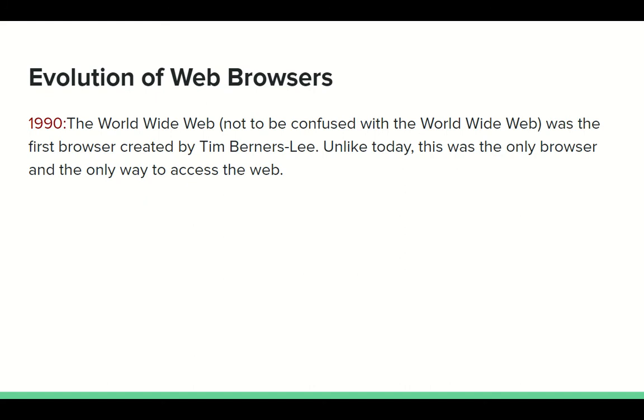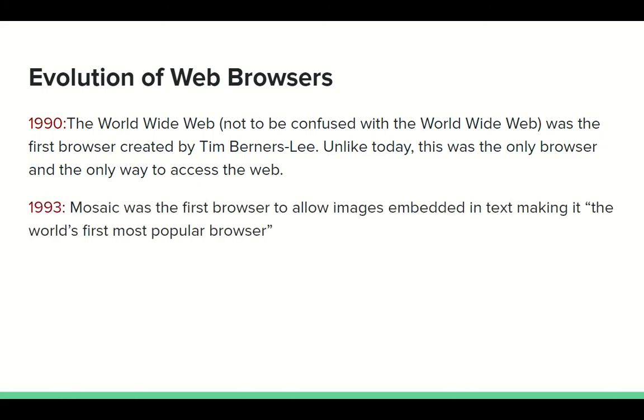The WorldWideWeb, not to be confused with the World Wide Web, was the first browser created by W3C director Tim Berners-Lee. It was later renamed to Nexus to differentiate from the actual World Wide Web. At the time, it was the only browser and the only way to access the web. In 1993, Mosaic was the first browser to allow images embedded in text, making it the world's first popular browser.